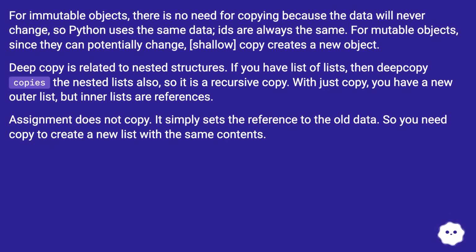For mutable objects, since they can potentially change, shallow copy creates a new object. Deep copy is related to nested structures. If you have a list of lists, then deep copy copies the nested lists also, so it is a recursive copy. With just copy, you have a new outer list, but inner lists are references. Assignment does not copy. It simply sets the reference to the old data. So you need copy to create a new list with the same contents.